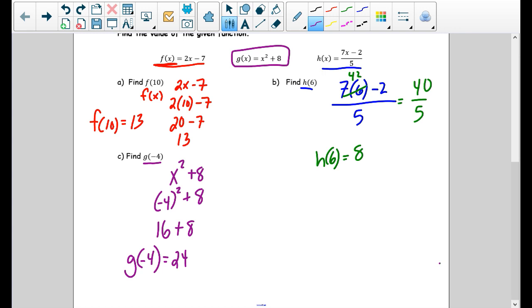Functions can be quadratics as well. So we talked about quadratics recently here. All quadratics are functions. Okay. Functions can be to the third power.